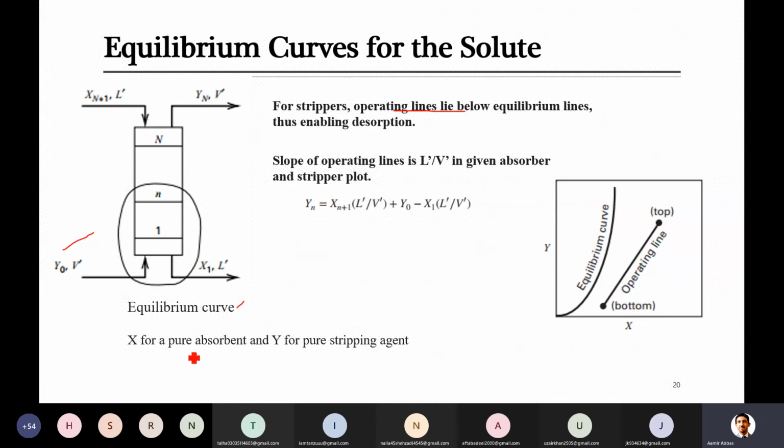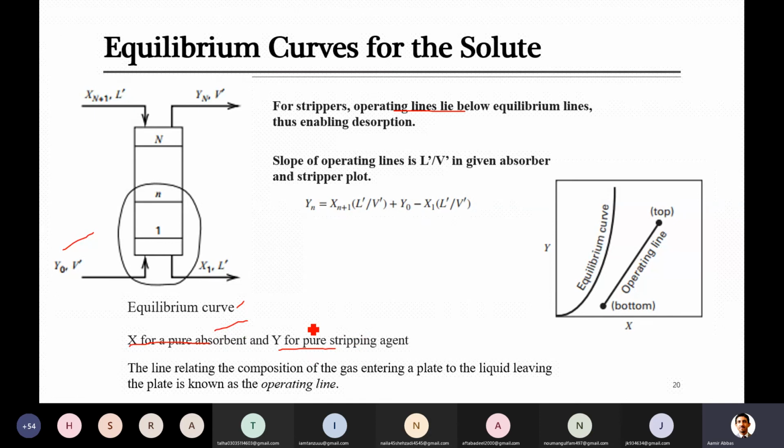So if there is a pure absorbent, meaning there is no solute inside the absorbent, what will be the value of x, by the way? Can you tell me? X capital 0, good. And similarly for the pure stripping agent, when there is no solute, capital Y will also be equal to 0, because capital Y was equal to the amount of the solute in the vapor stream divided by the amount of solute-free vapor. So that will also be equal to 0 when there is a pure stripping as well as absorbing agent.